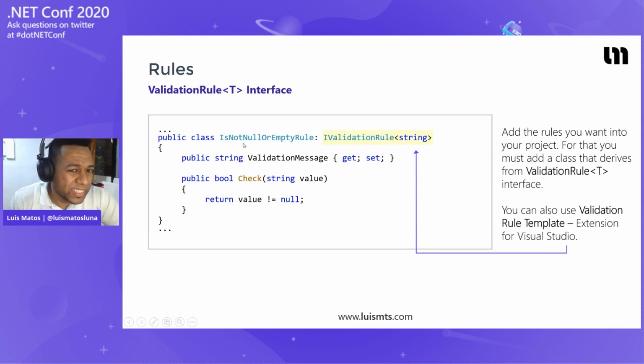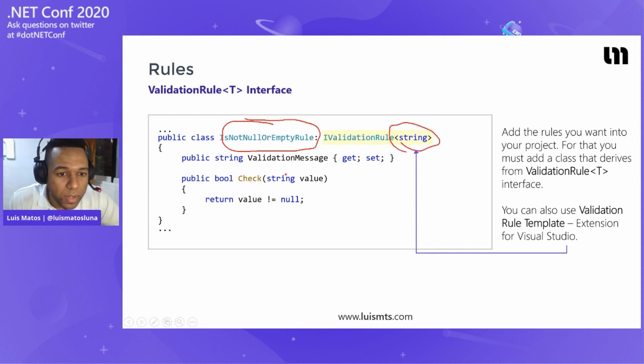This is an example that I have here, a really simple example. It's a not null or empty validation rule that I created. So what this does is only check if a string, because we are setting the string here, is null or not. Let's see.